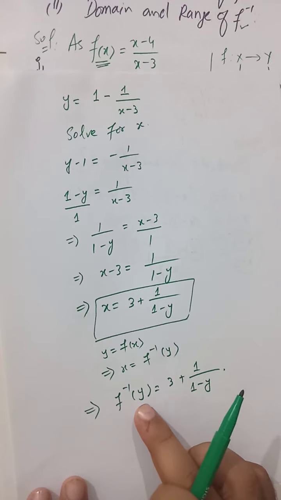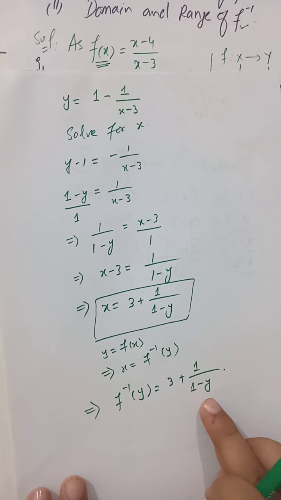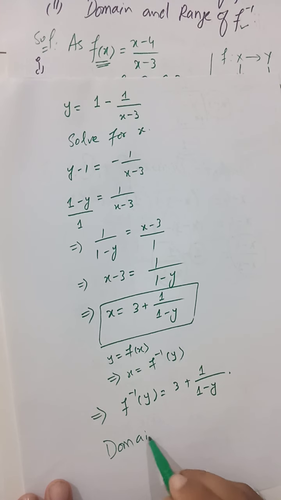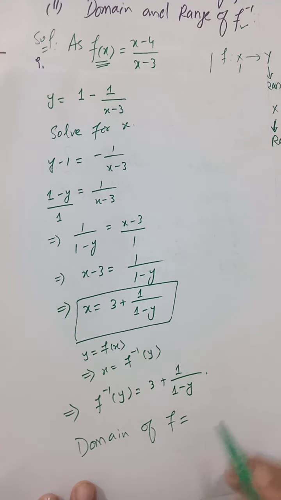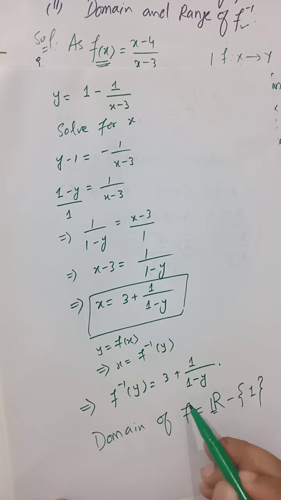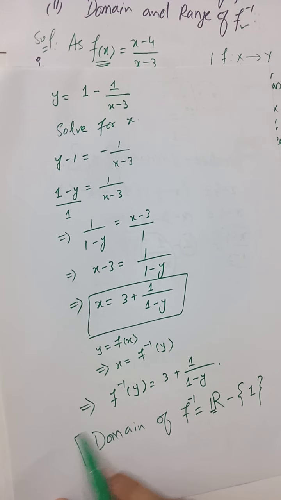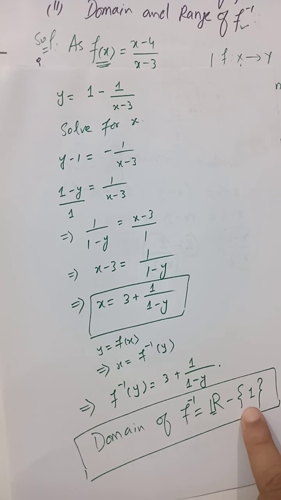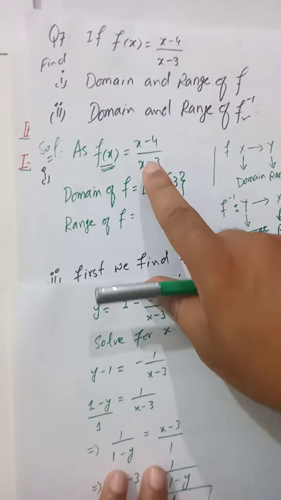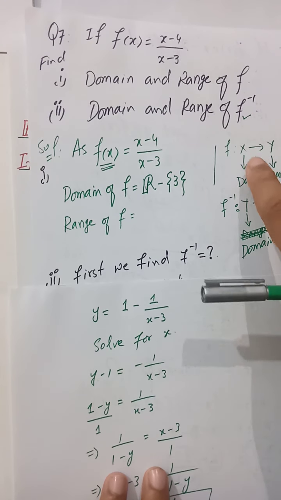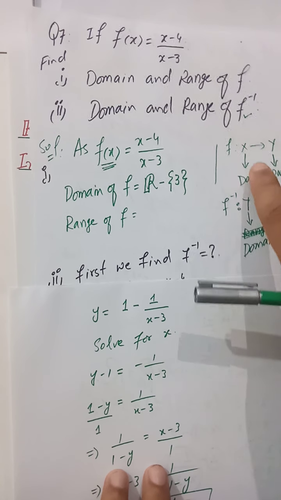So now when you plug 1 here, this function is undefined because in the denominator you will get 0. So y will take all, so the domain of f is equal to all real numbers except 1. You clearly see it. Domain of f inverse, so you see that f inverse. So domain of f inverse is all real numbers except 1, and the domain of the original function is all real numbers except 3. And you know that if this function is bijective, how can you find out its inverse?